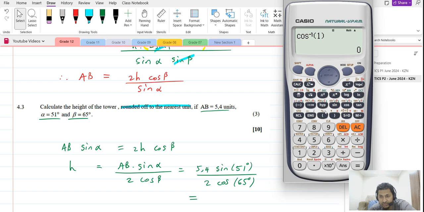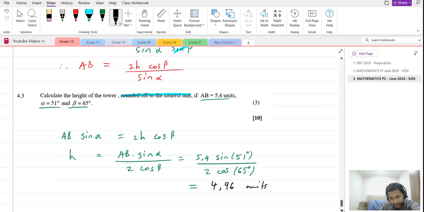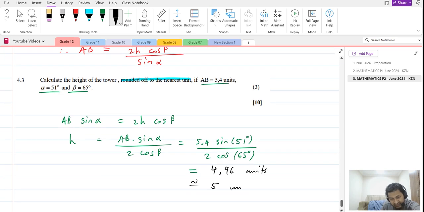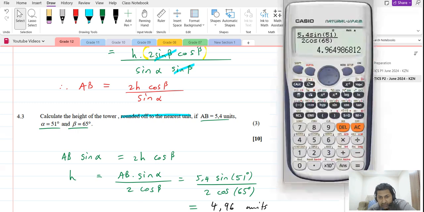Let's put this into the calculator. 5.4 sine 51 over 2 cos 65. What's the answer? 4,96 units. So that's approximately equal to 5 units. Now see, we had that original question there. You can type it into the calculator and get the same answer, 4.96.